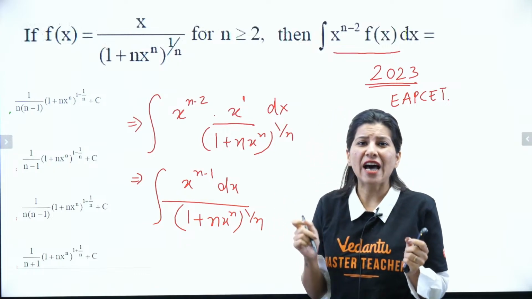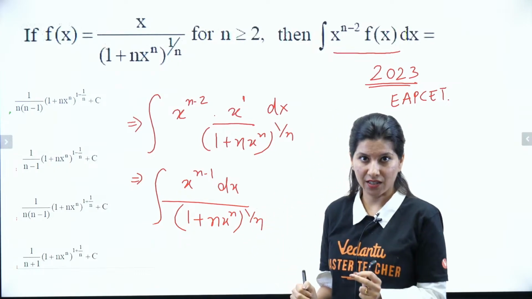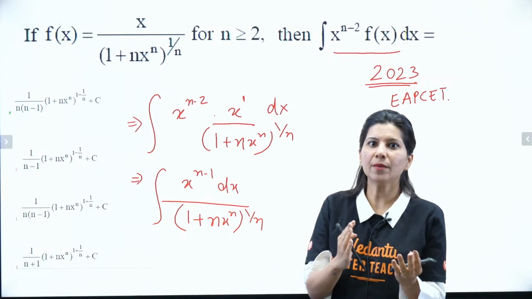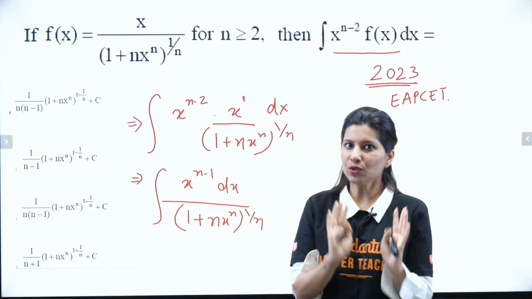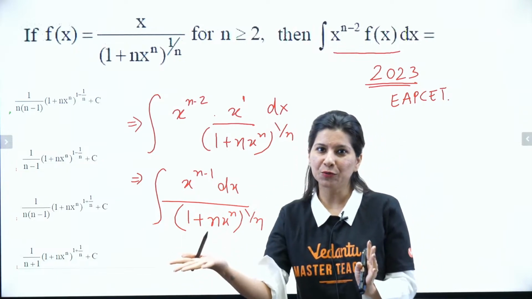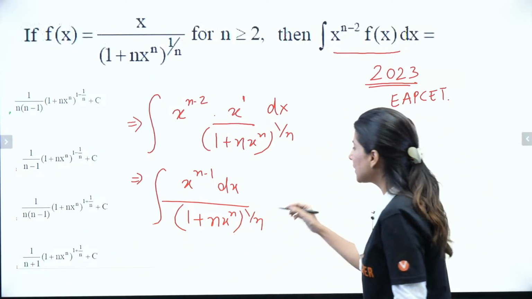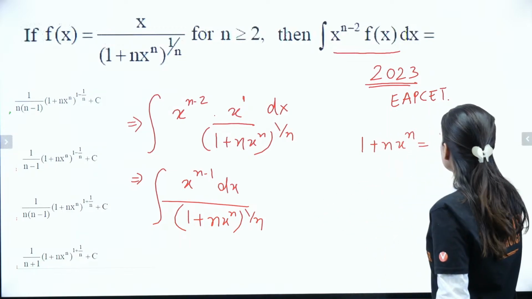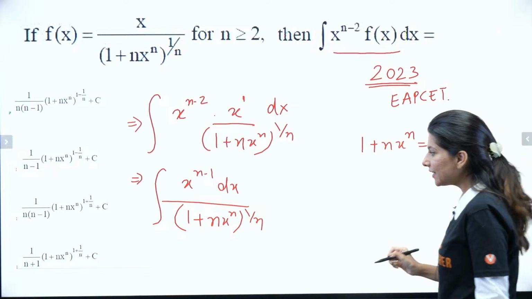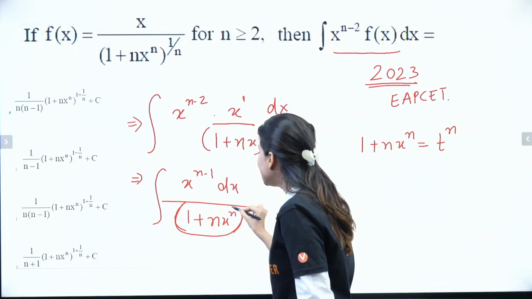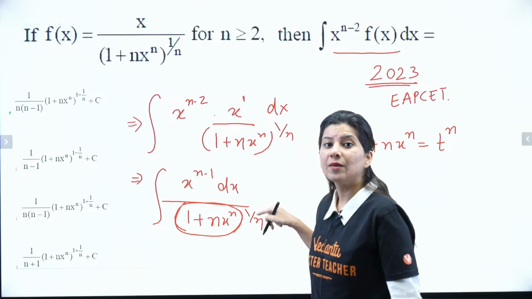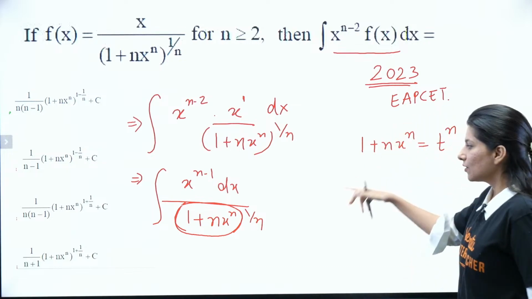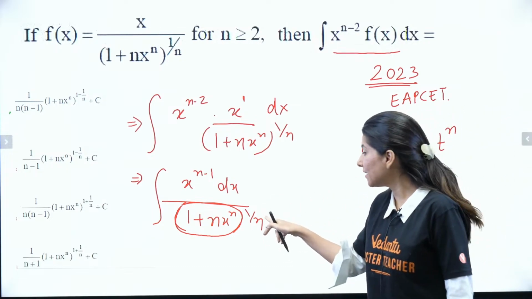So the first challenge is this power 1 by n. Whenever you see power 1 by 2, that is a square root, you put t square. Power 1 by 3, t cube. So if you're seeing power 1 by n, what I'm going to do is write 1 plus x raised to power n as t raised to power n. So this whole thing is your t. The denominator should be t so that I get rid of this 1 by n.